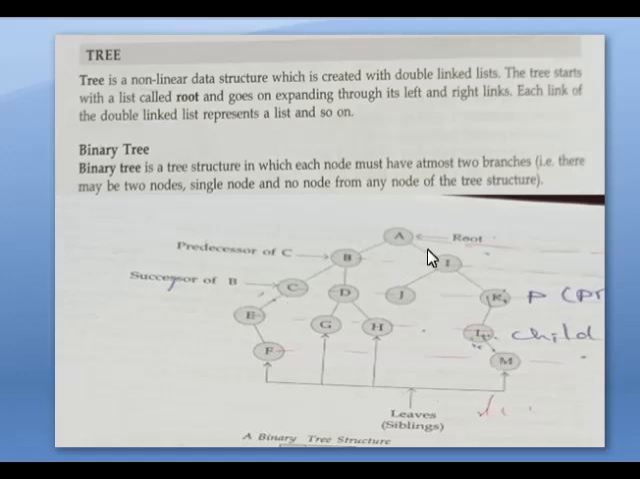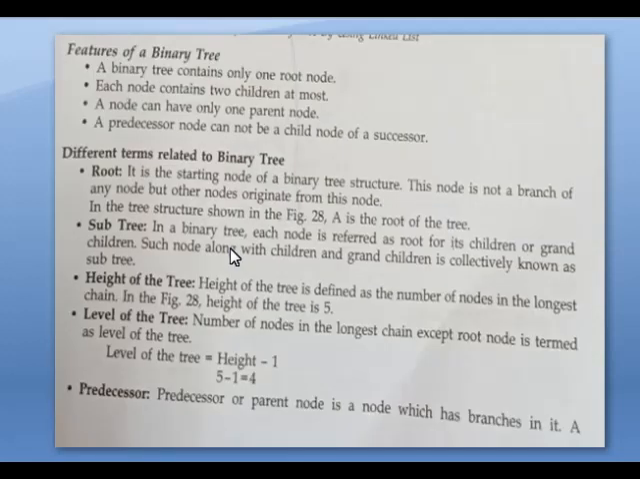The next one is subtree. In a binary tree, each node is referred to as a root for its children or grandchildren. Such a node along with its children and grandchildren is collectively known as a subtree. Next one is height of the tree. Height of the tree is defined as the number of nodes in the longest chain. So in this figure, the height of the tree is 5. See how to calculate the height of the tree.